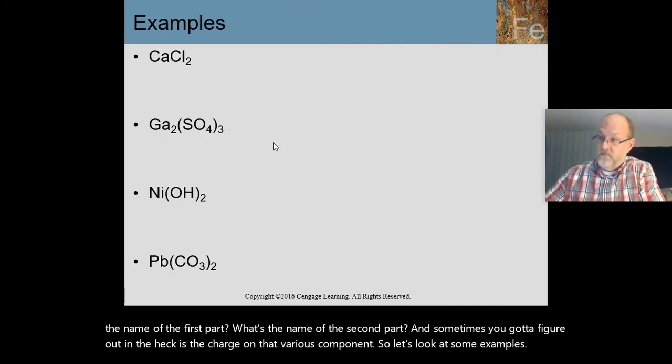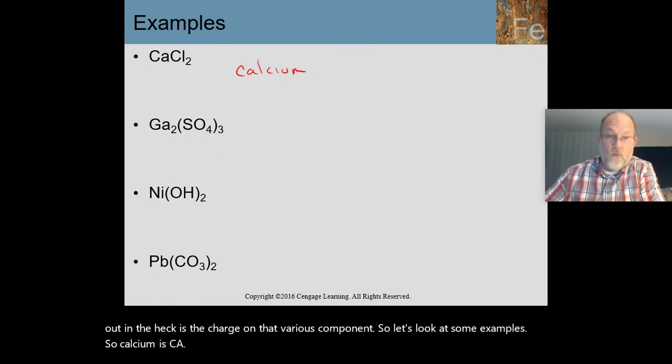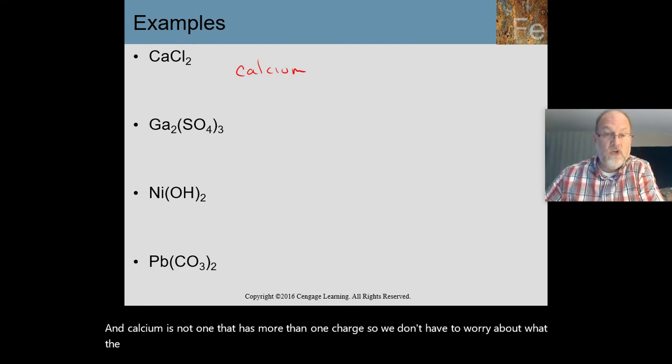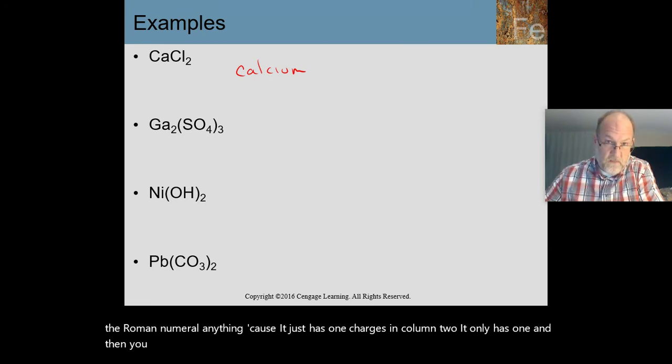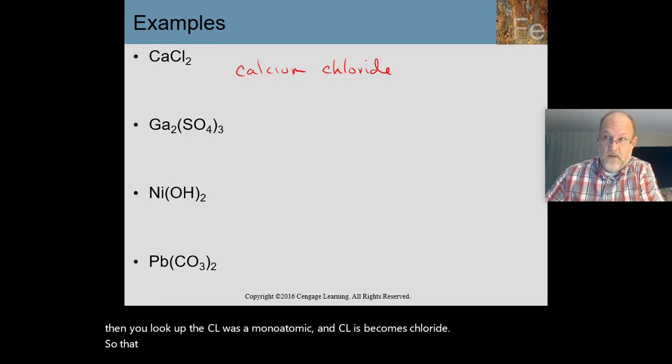So calcium is Ca. And calcium is not one that has more than 1 charge, so we don't have to worry about a Roman numeral or anything, because it just has 1 charge. It's in column 2. And then you look up the Cl. Well, it's monoatomic, and Cl becomes chloride. So that compound's name is calcium chloride.